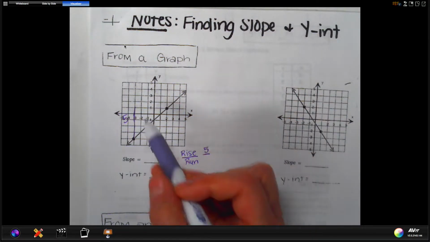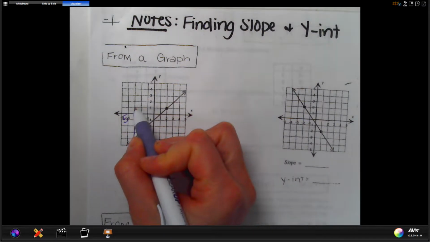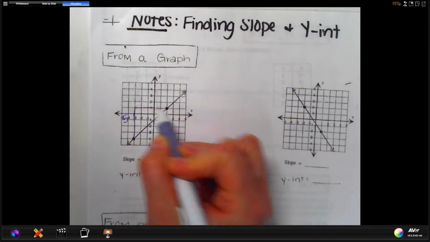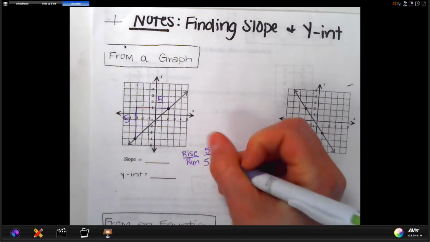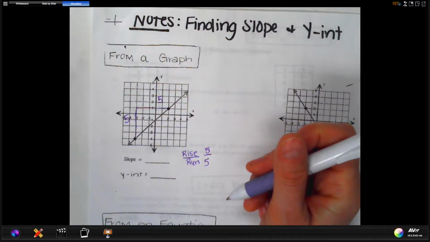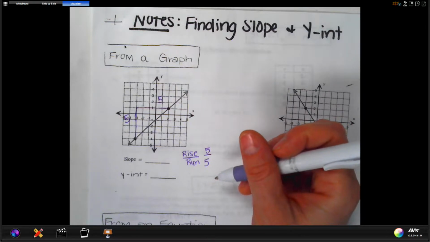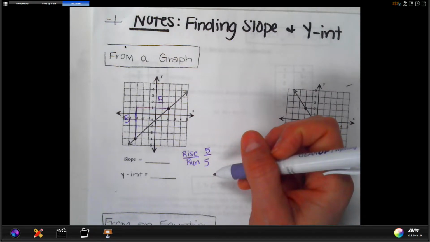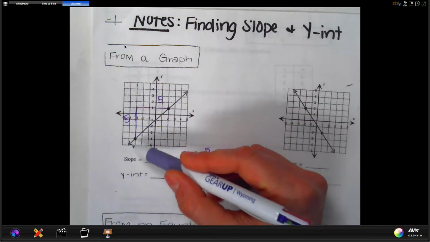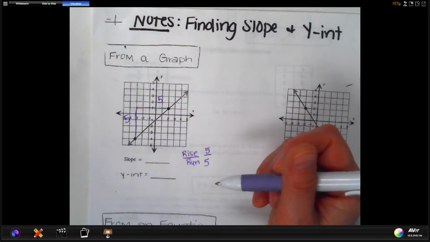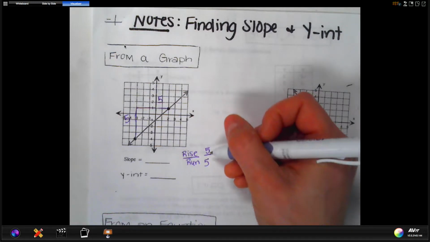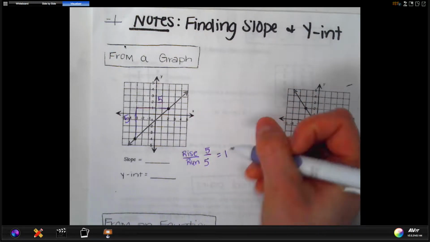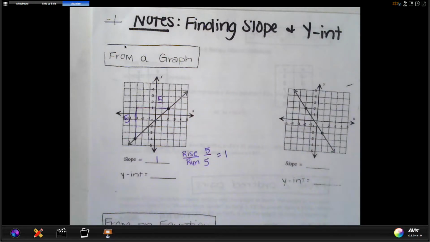Since we're going up, that's a positive 5. Then I need to turn right, and I'm going to travel 1, 2, 3, 4, 5 blocks to the right. Since we're going right, that's also positive. If we had gone down, that would be negative, and left is negative, but since we always start furthest left, we don't usually travel left. Then you simplify: 5 over 5 would be 1. So the slope of this line would be 1.